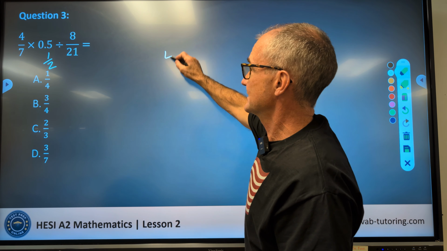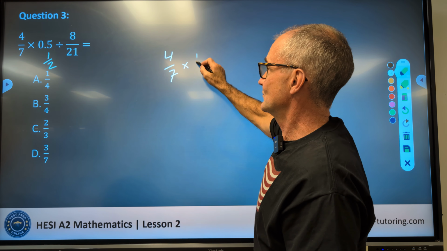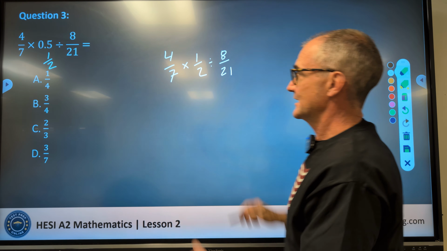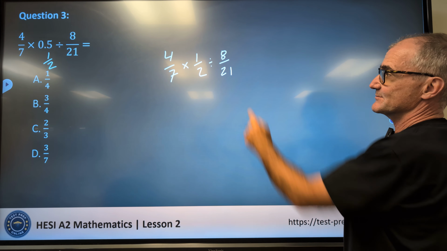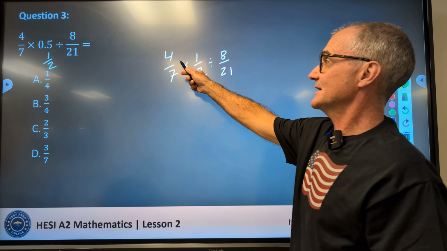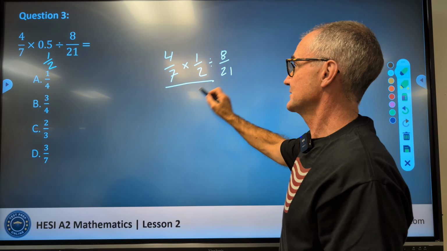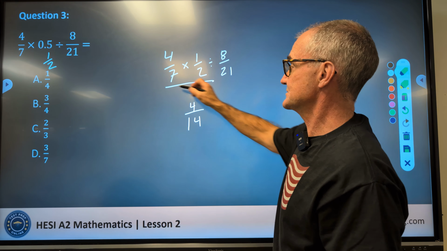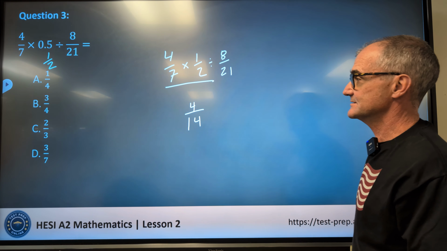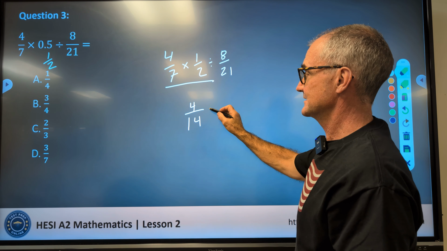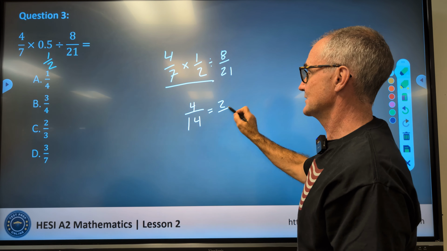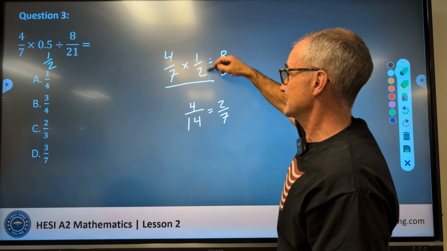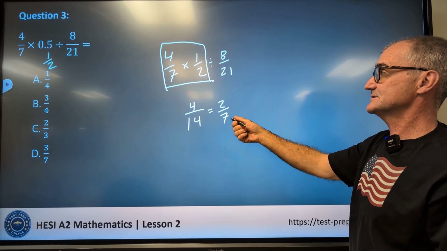So I have 4/7 times 1/2 divided by 8 over 21. I'm just going left to right. We're going to talk about that division in a second. Multiply across the top, 4. 7 times 2 is 14. So this portion of it is 4/14. I'm going to reduce that. So this is equal to 2/7. 2 goes in here twice and here 7 times. So this thing right here is the equivalent of 2/7.